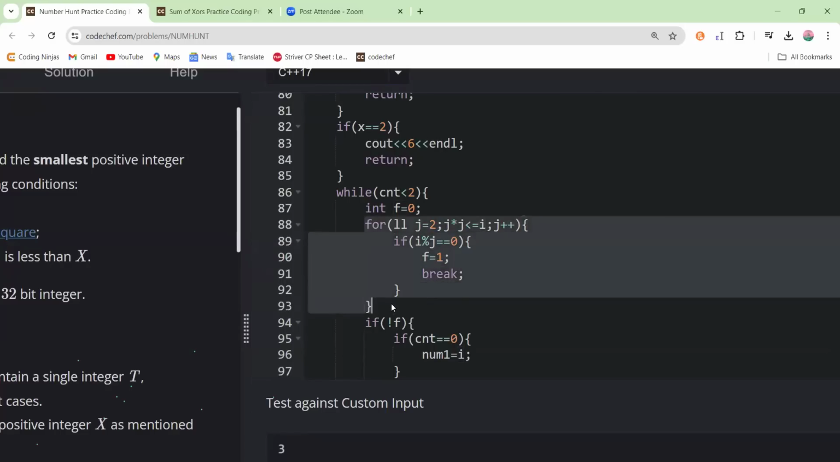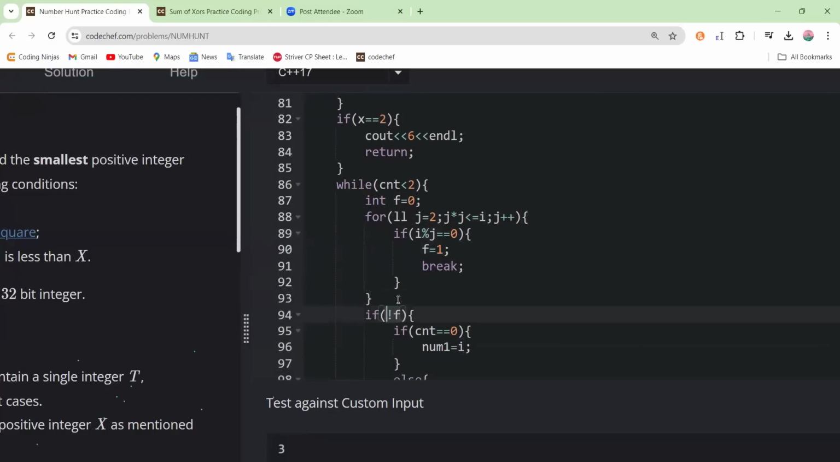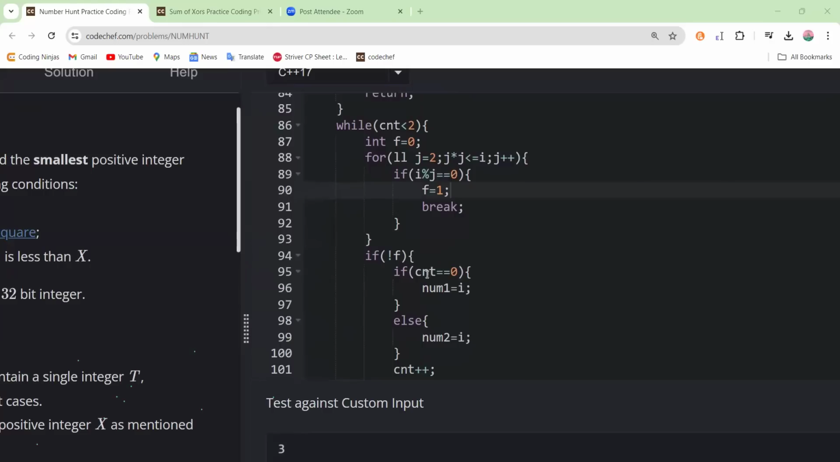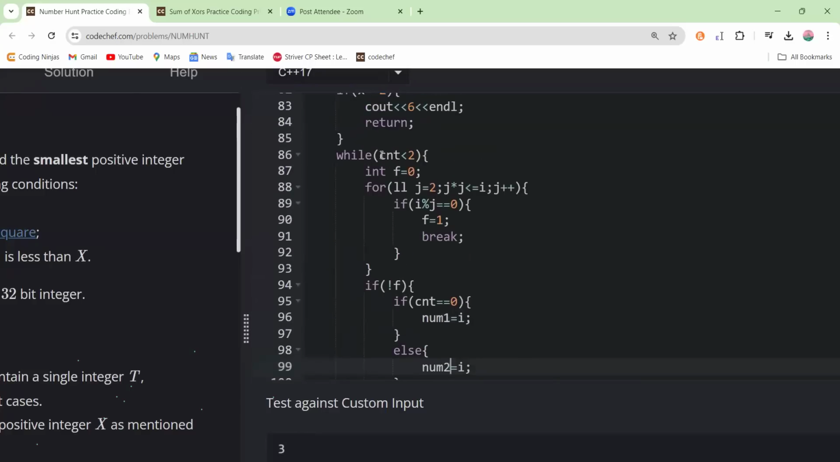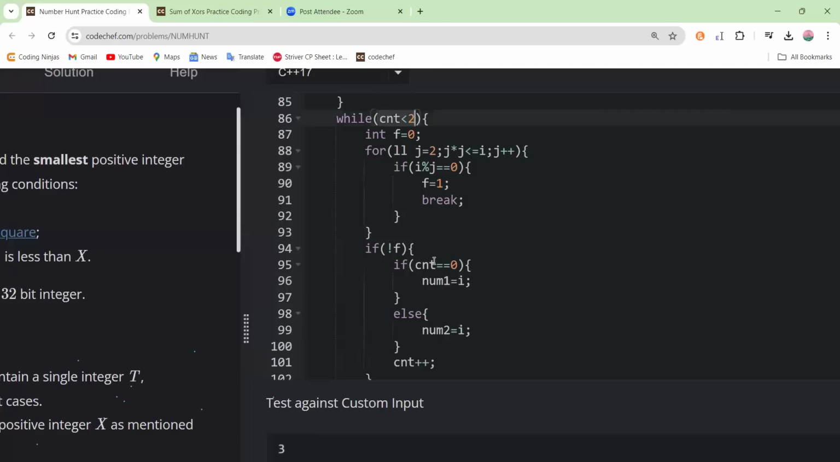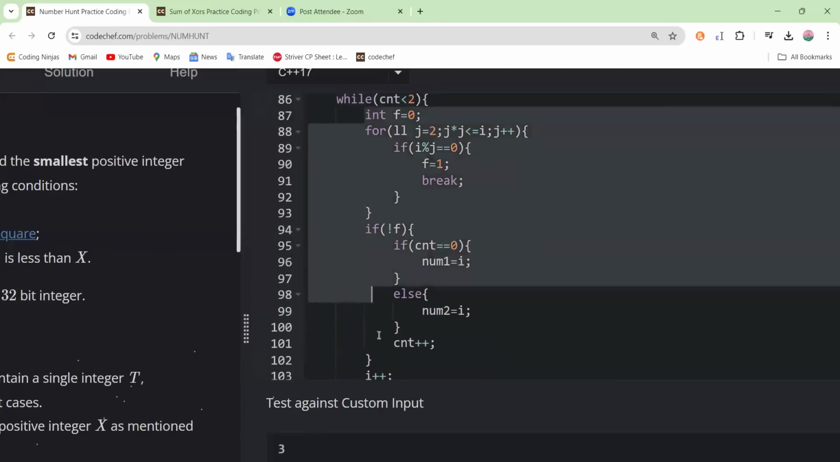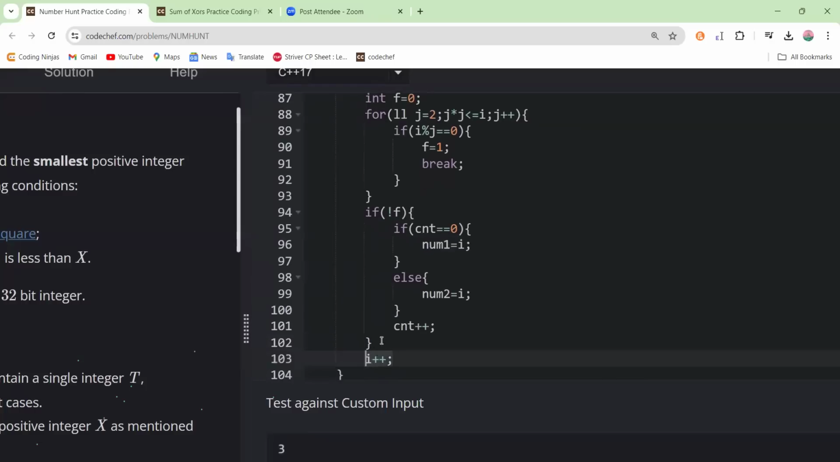If after coming out of this loop my f is still 0, what does this imply? This implies that the value of i is a prime number, isn't it? So if i is a prime number and my count is 0, that is, I have not got a prime number till now, so initialized my num1 to i. If my count was not 0, then it would be 1. So in that case, initializing my num2 with i and simply incrementing my count. And I'm doing this till my count is less than 2, that is, I have not got two prime numbers. And after all these, I'm simply incrementing my i, that is just checking for the next number.